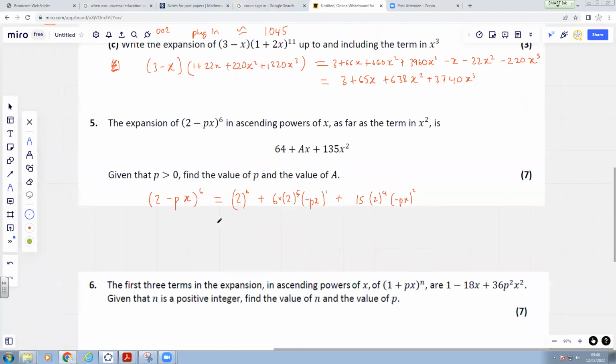So let's simplify this. This gives me the 64, which agrees with their answer. This gives me 32 times 6, and 32 times 6, I'm just working that out, a bit cowardly that, minus 192px. And then I'm going to get 15 times 16, which is 240, p squared x squared. Don't forget to square the p. That's where my students normally go wrong. And then we can equate coefficients because they've told us that the answer is supposed to be like this.